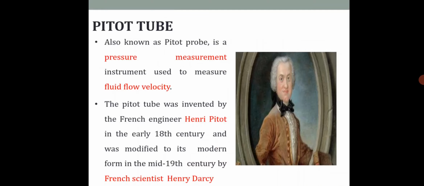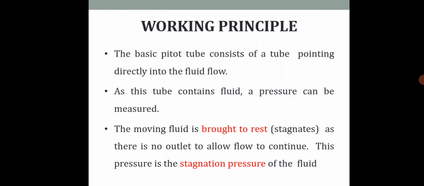We apply Bernoulli's theorem in the orifice meter and also the Venturi meter, which we have already discussed. Now we are going into the Pitot tube, also called a Pitot probe. It is a pressure measurement device used to measure fluid flow velocity. The Pitot tube was invented by the French engineer Henri Pitot in the early 18th century and was modified to its modern form in the mid 19th century by the French scientist Henry Darcy. It can measure the velocity of flow at any point in a pipe or channel.